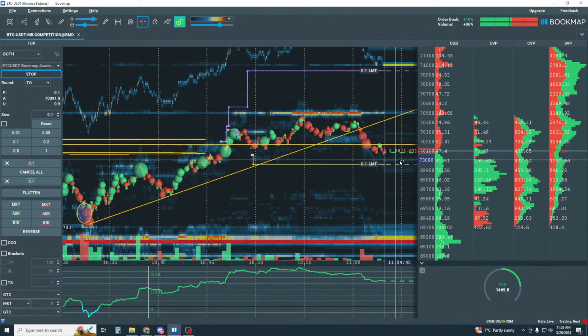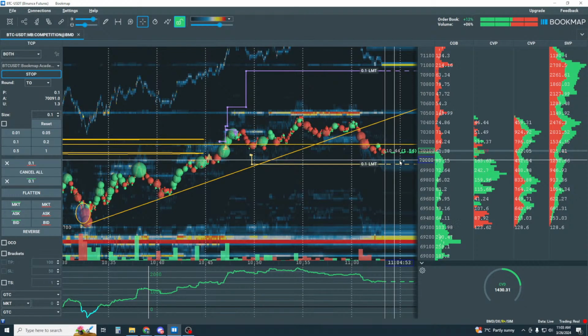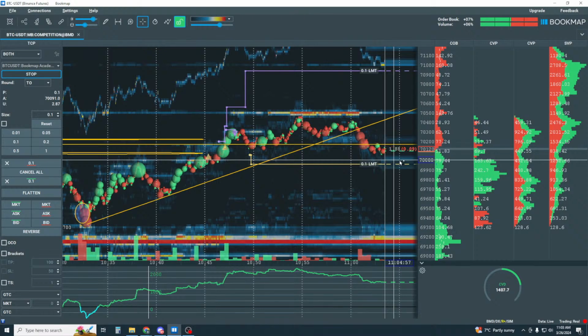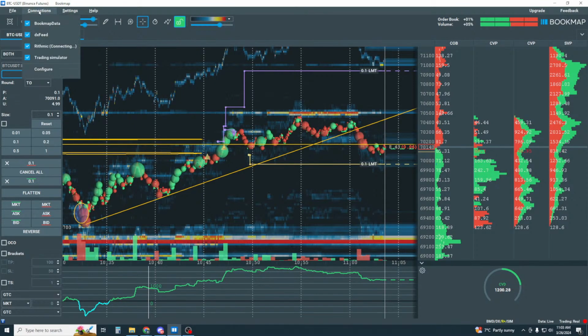Well, I negated a little bit of that, or took some risk off, so it leaves me a little bit of leeway in here. Okay, so that's helpful. NQ going down as well. All right.